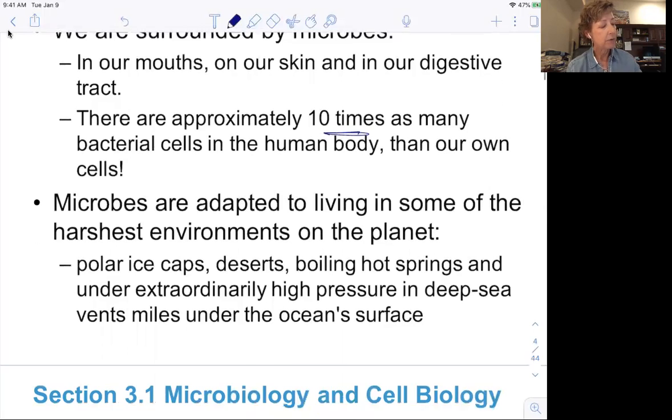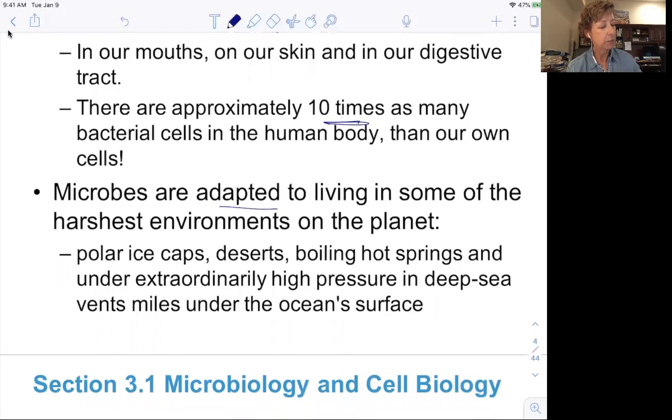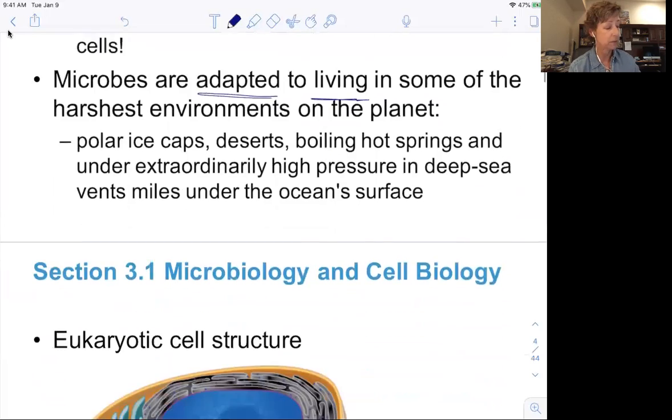If you look over the planet, we can see that microbes are adapted to some wide ranges of conditions. You can virtually find microbes anywhere. So you can find them in the polar ice caps, you can find them on glaciers, you can find them in deserts and hot boiling springs, and even deep in the ocean in hydrothermal vents. They are actually some of the primary producers in that environment. So some very unusual microbes there.